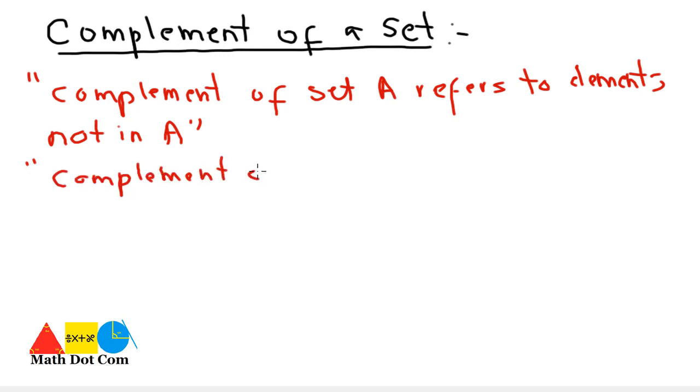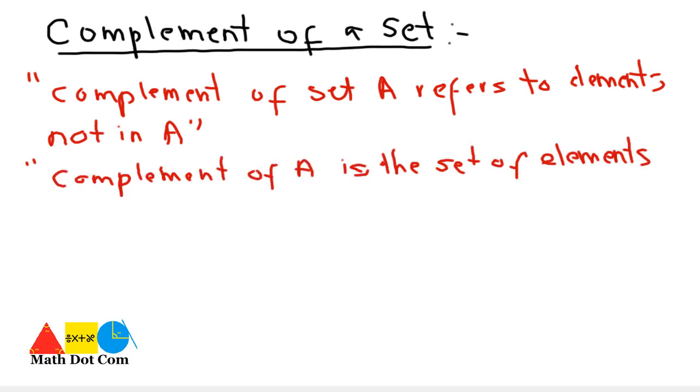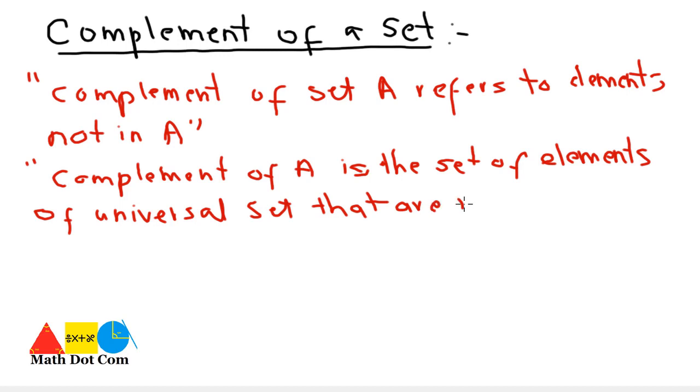complement of A is the set of elements of universal set that are not elements of A. Universal set is any given set of which the set A is the subset. Okay, we will see it in example for your convenience.